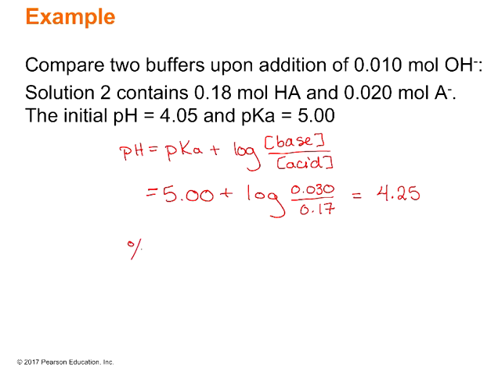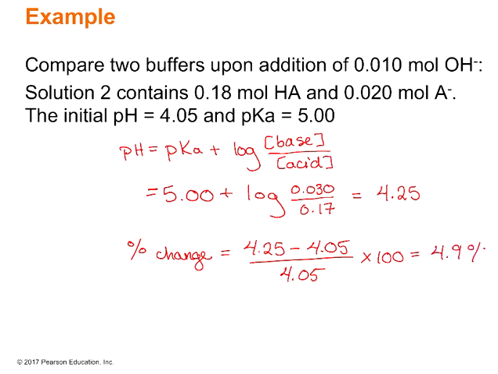And let's calculate the percent change so we can compare it to our previous solution. So again, we're going to take the difference in final pH, which was 4.25, and initial pH, which was 4.05. And then we'll divide that by the initial pH and multiply that by 100. And this will give us a percent change of 4.9.